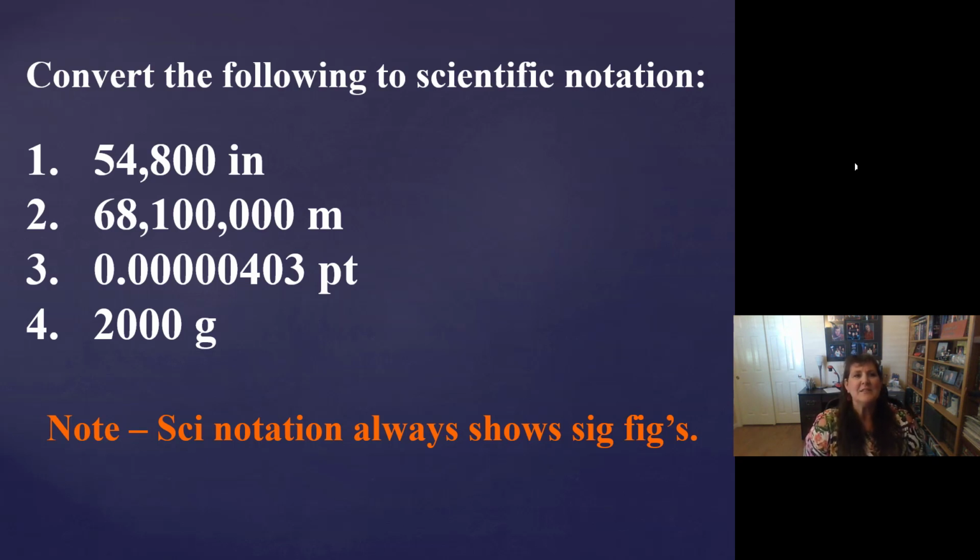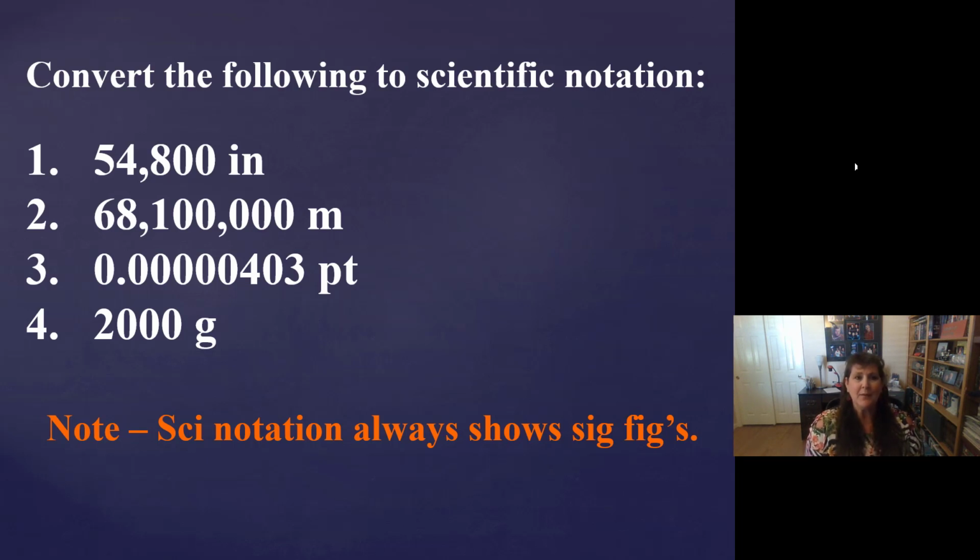Okay, we're back. So we're putting these in scientific notation. Number 1, 54,800 inches. That's a larger number. So we're going to move the decimal point to the left. It's at the end of the number after the 0. So we're going to move it 1, 2, 3, 4. 5.48 times 10 to the 4th.